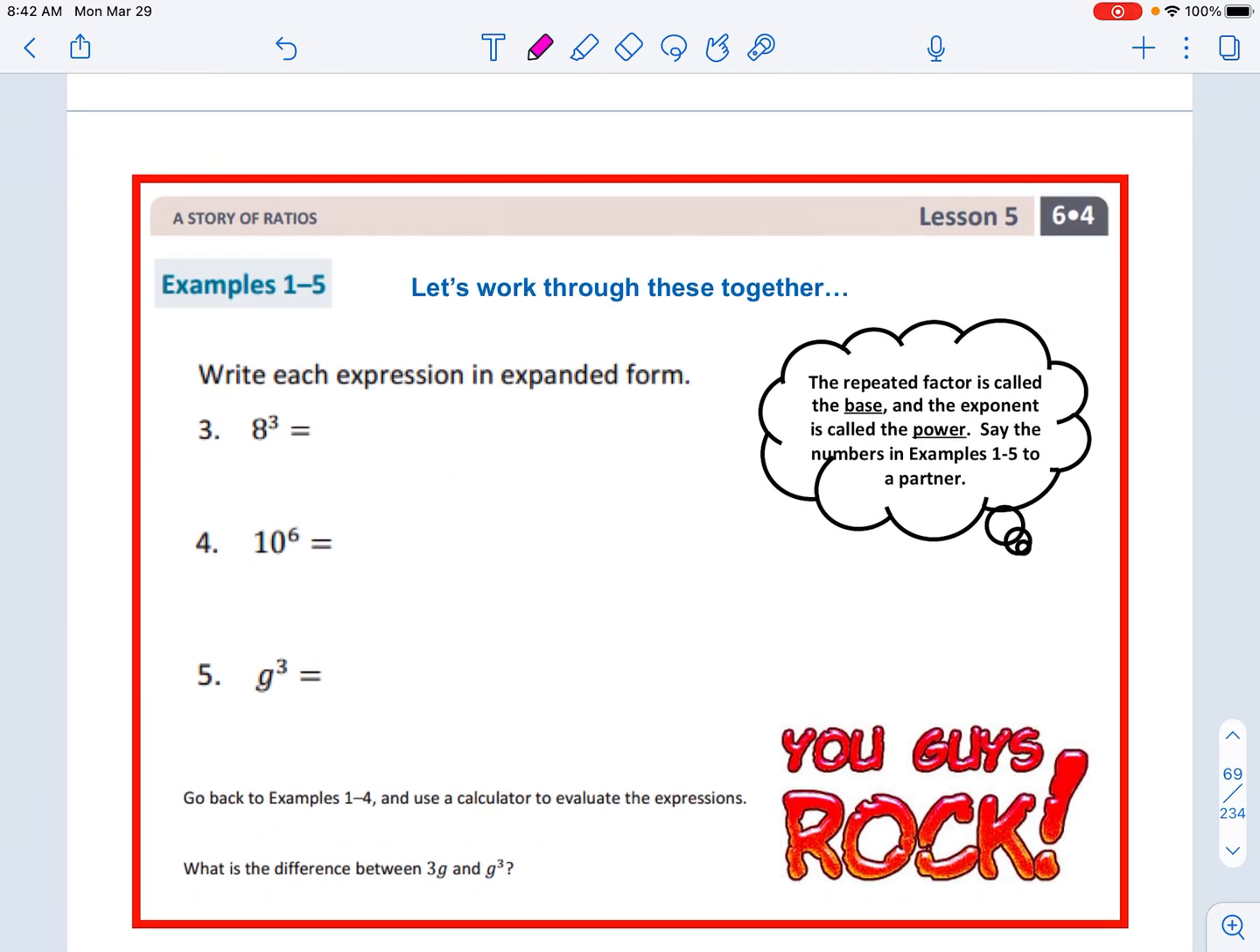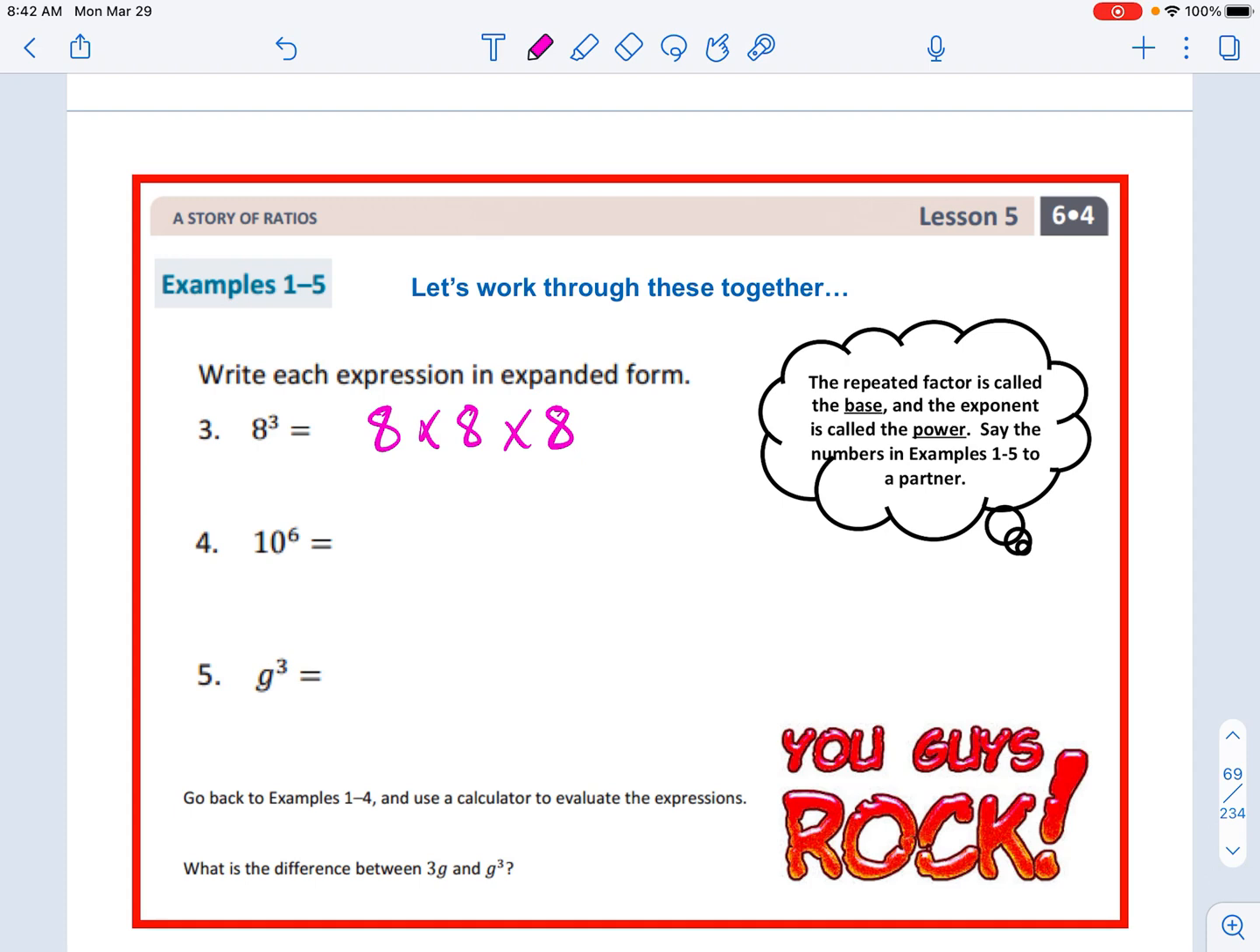All right, number 3, it says write each expression in expanded form, okay? Expanded form is writing each number out, okay? So 8 to the third power is going to be 8 times 8 times 8, okay? And let's look at the right where it says the repeated factor is called the base and the exponent is called the power. Say the numbers in examples 1 through 5 to a partner, okay?